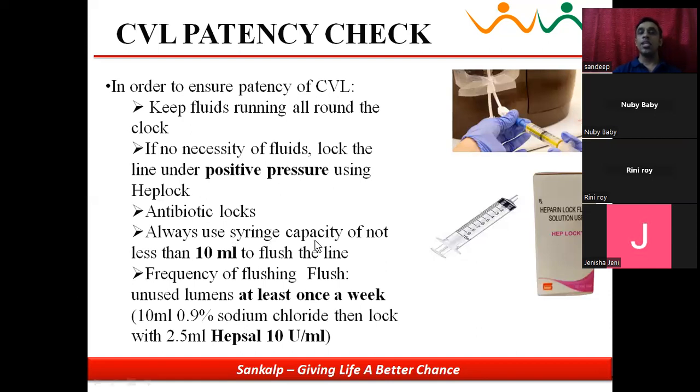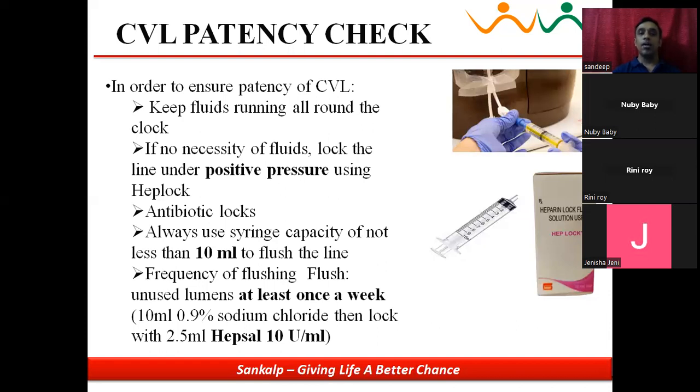Always use the right syringe capacity. When we use a central line for blood sampling or anything else, always use a 10 ml syringe, for flushing, blood sampling, everything. If you use smaller syringes, high pressure will build up and the central line may rupture. If you use bigger syringes, we cannot push properly. The standard size we use, the 10 ml syringe, is the best standard.